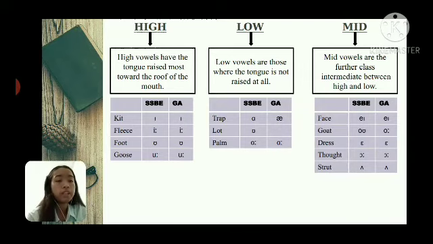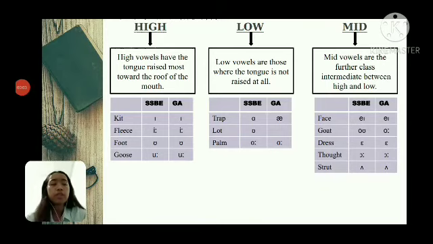For example, when you say the word face, goat, and dress, tough or strut. Face, goat, and dress are the high mid vowels, and tough and strut are the low mid vowels.